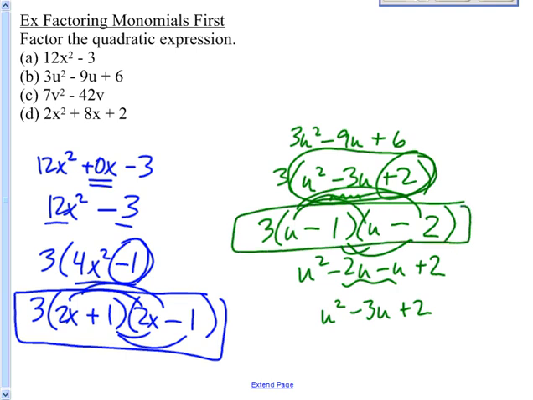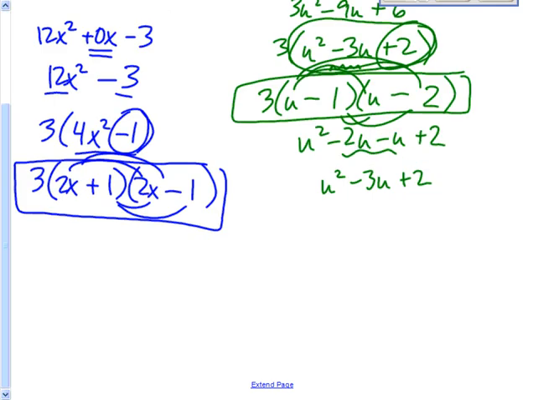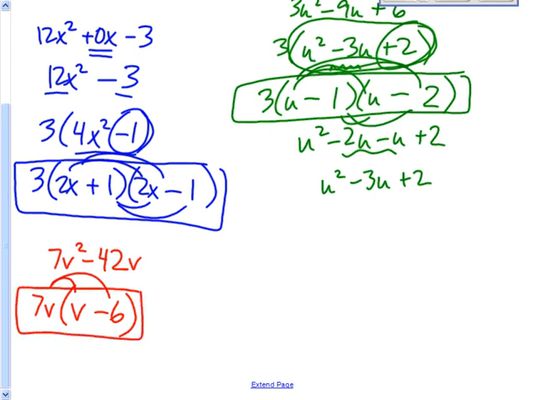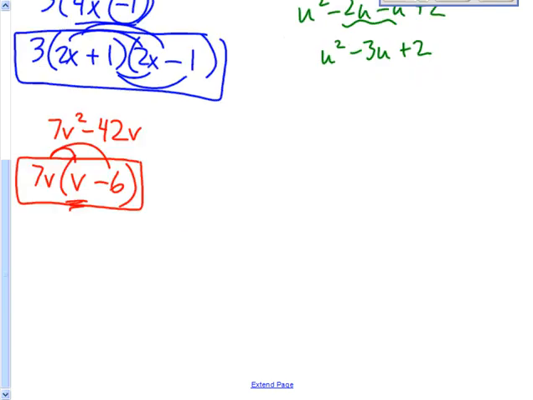Okay, part C, 7v squared minus 42v. What could I take out of each of those? Well, I could take 7 out, and you notice they both have a v as well. So I would be left with a v right here and a minus 6. Notice if I distributed back 7v squared minus 42v. Okay, now this is completely factored right there. I can't go any further because that's not a quadratic. It's just a v minus 6. And we're trying to factor these into linear terms here.